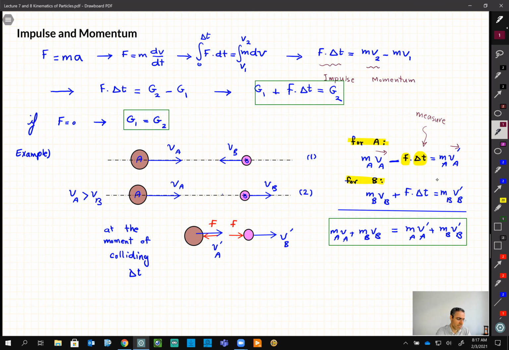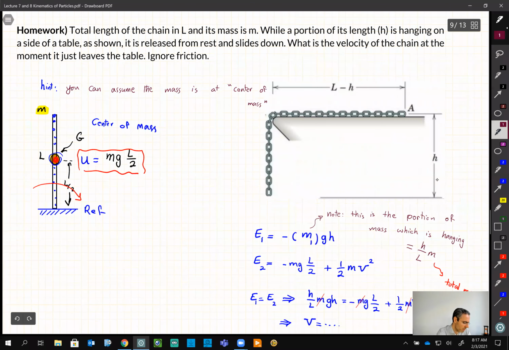So as I said, we need another piece of information, which comes to our help, something which we call the coefficient of restitution. We show it by E, and you most likely saw it in physics.